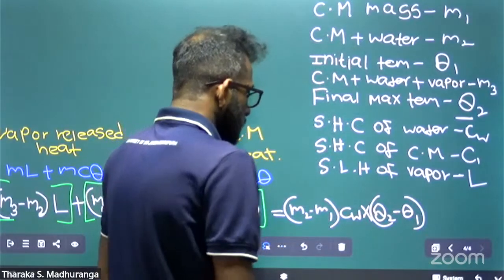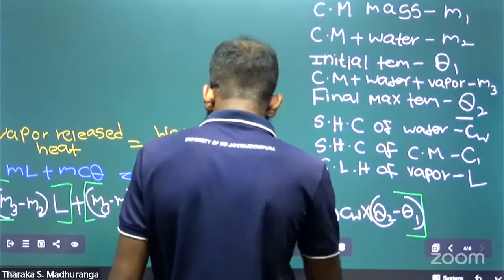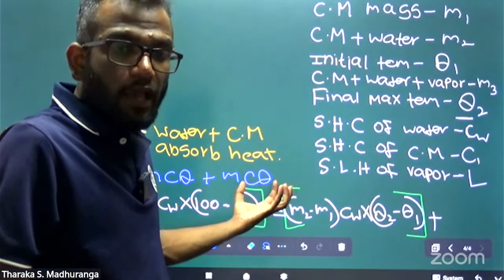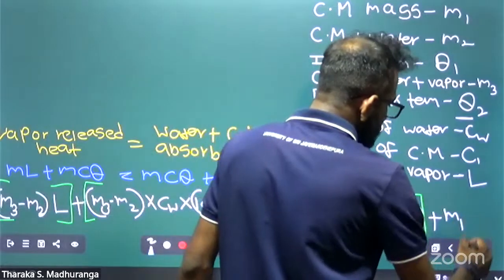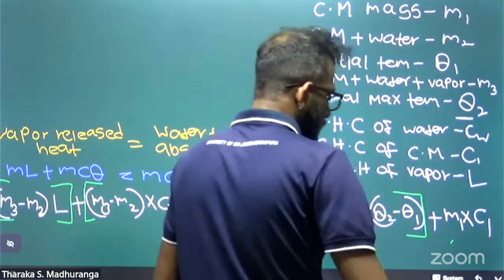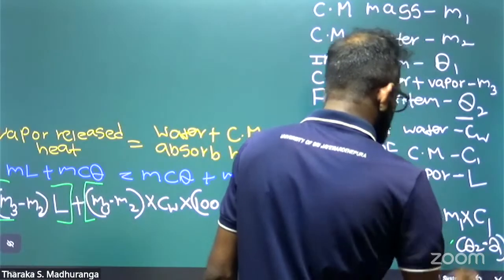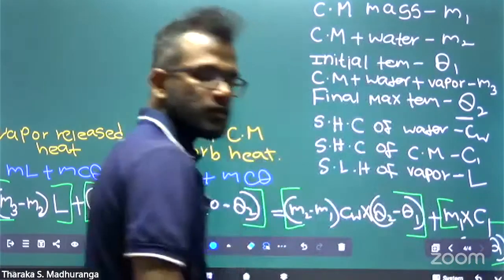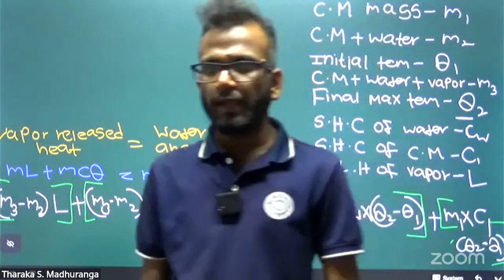Now, plus the heat absorbed by the calorimeter, that is calorimeter mass M1, specific heat capacity of calorimeter C1, and the temperature difference same as water, theta 2 minus theta 1. Okay, this is the experiment calculation.